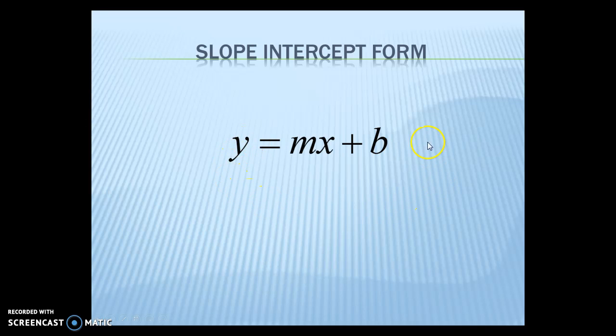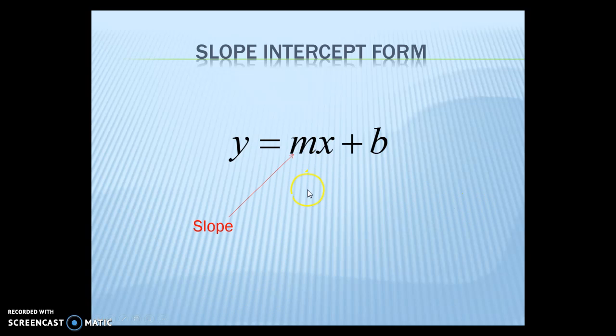All right, so this is slope-intercept form, y equals mx plus b. It's my favorite form as far as linear equations go because it always gives me pretty much everything I need, and I think it's the easiest form in which to graph as well. So I like slope-intercept form.